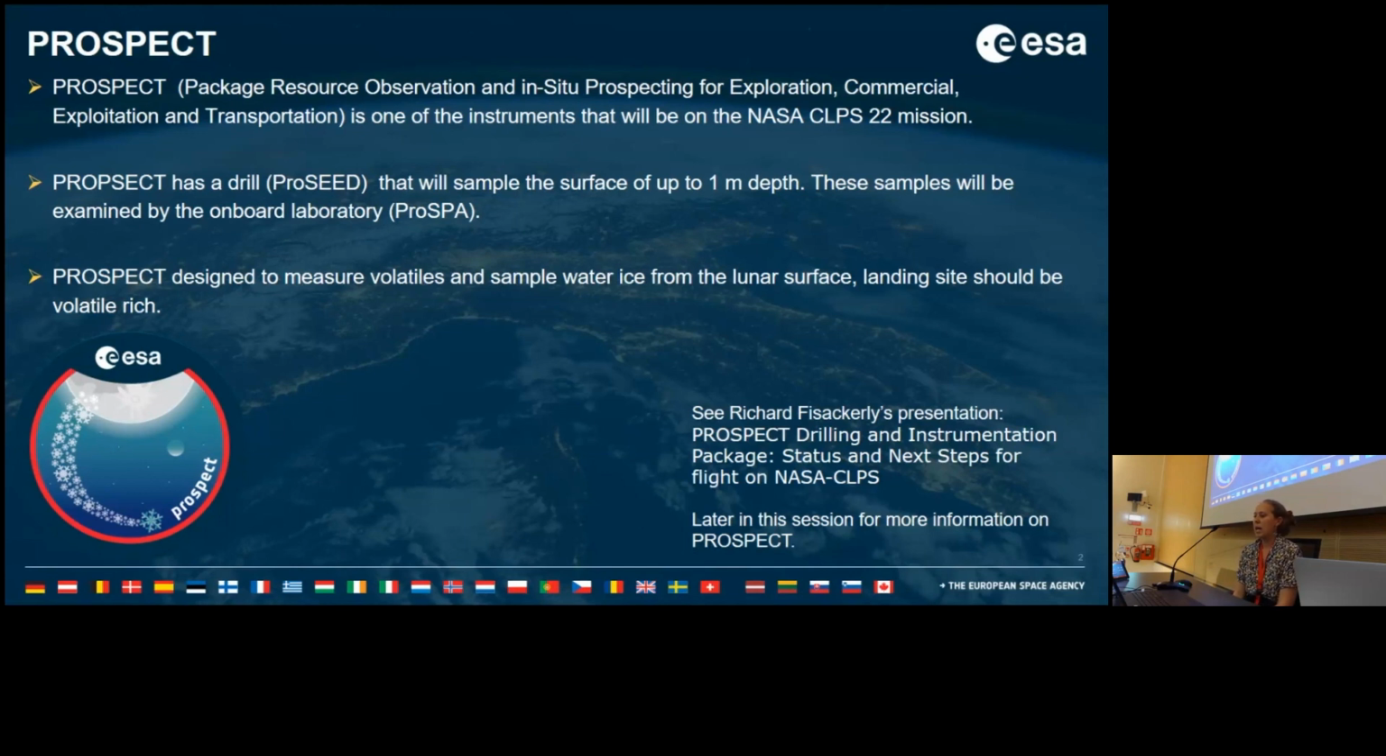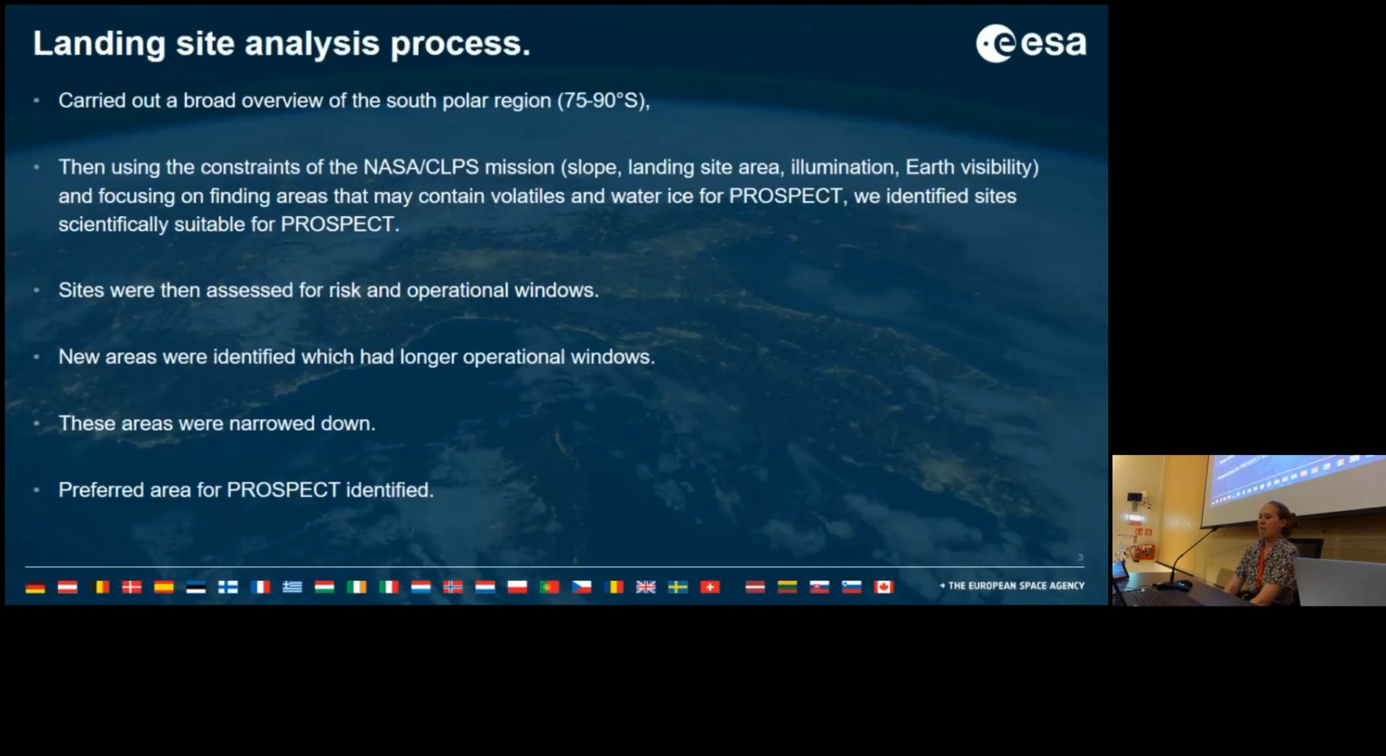And a bit later on in this session, David Hasber will present Rich's presentation, and so you'll have a little bit more information about Prospect then. So I'm going to give an overview of the process we've gone through so far.